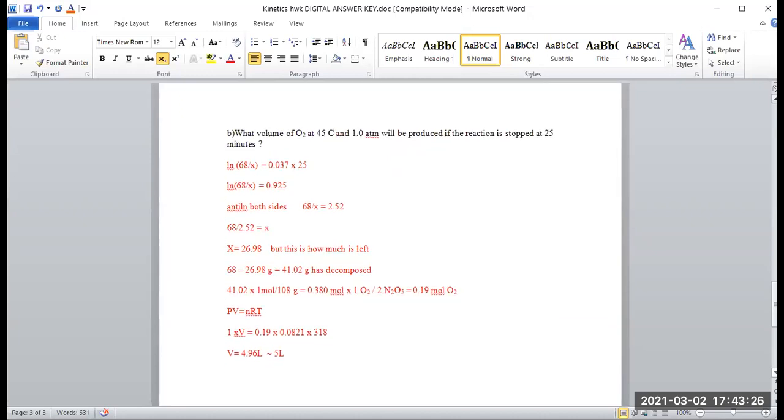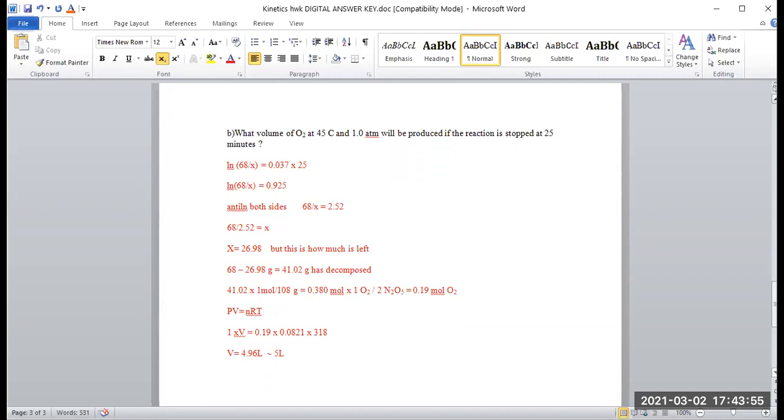You're starting out with the same equation because we're still the same reaction, same order of reaction. But I have an unknown. It's 68 over whatever my later value was. But I do know what my time was. My time was 25 minutes. This will give me then 0.925 on the right-hand side.